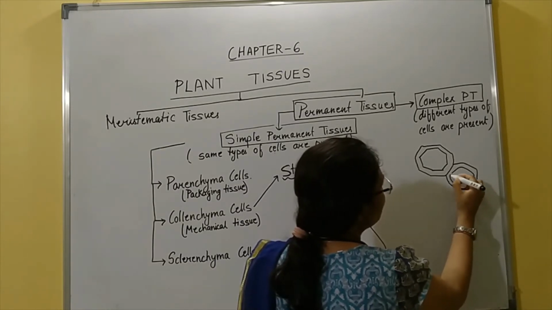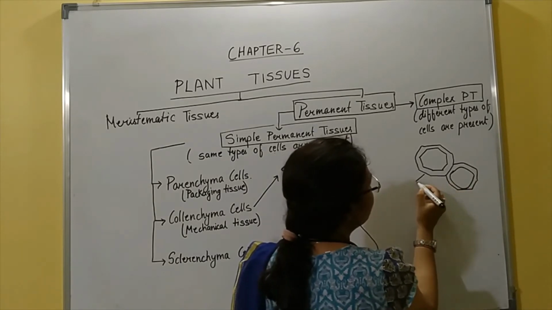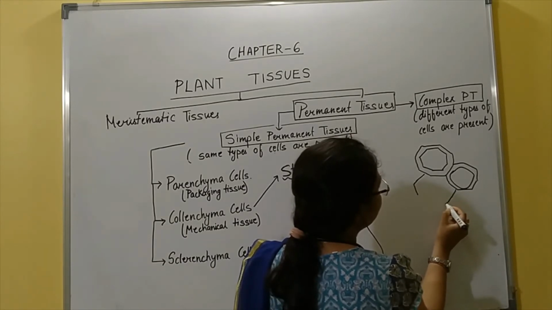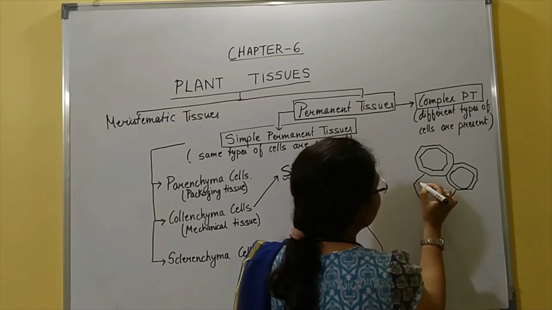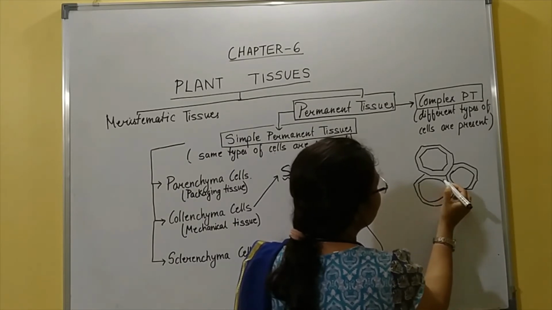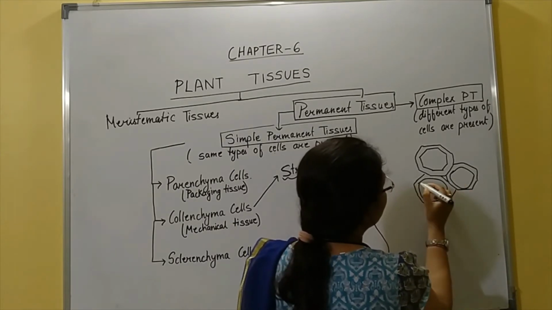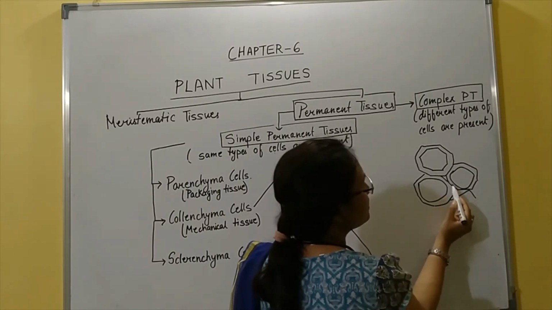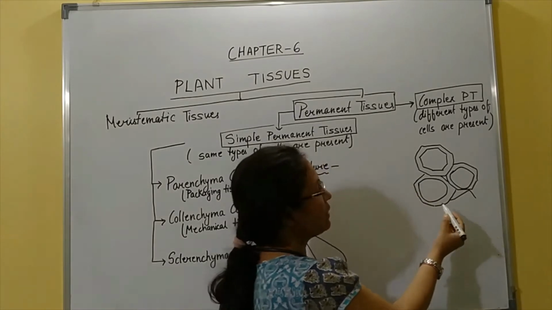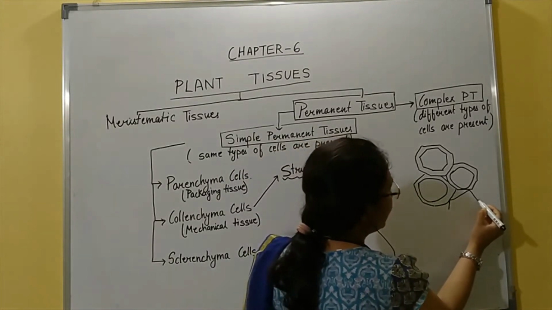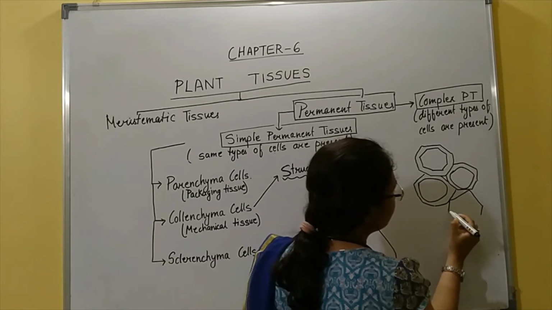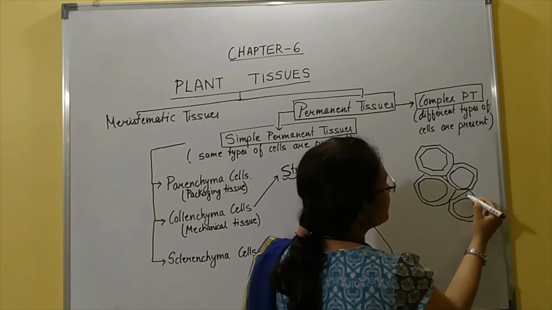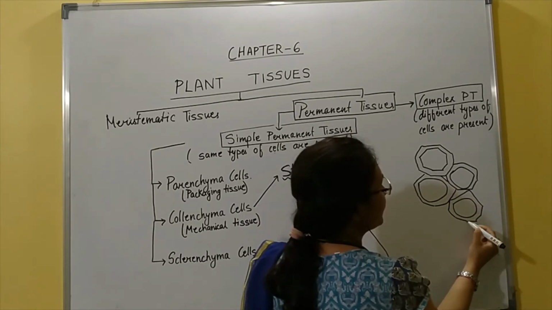So the cells, I am trying to draw them with a thicker cell wall. So they have many sides, that's why they are called as polygonal. So you can see there are little bit of intercellular space in between the cell, little bit may be present, not as much as the parenchyma cells. So this is how they look like, and towards the corners you find there is more thickening.